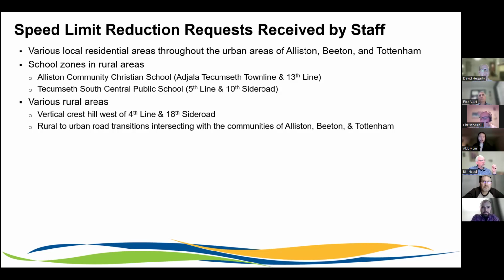And another notable area is a vertical crest hill on the Fourth Line just west of 18th Side Road. And lastly, other notable areas include rural to urban road transitions near the entrances and exits of urban areas. So that concludes the first part of the presentation.